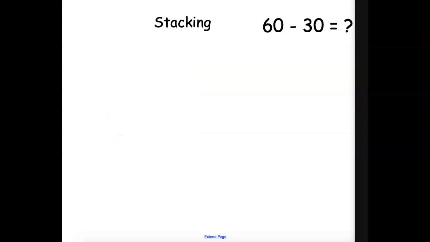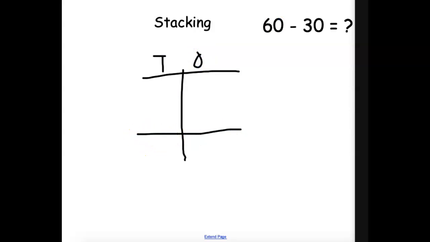All right, guys, here is our stacking strategy. Stacking, we have a tens place and a ones place. Our tens go with our tens, and our ones go with our ones, right? 60, so 6 tens, 0 ones, minus 30, 3 tens, 0 ones. First, I go to my ones place. 0 minus 0 equals 0.